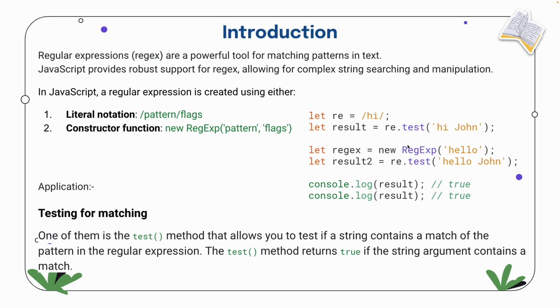We'll check that further, but now you understand that we can write the regular expression like this and test it on the string. See, we can write re.test and then "hello John". Either this way you can write the pattern or this way, here it will be regex. Both ways it will give true. We have one method called test, which allows us to test if the string contains the matching pattern or not. If it contains the matching pattern, it returns true, or else it returns false.